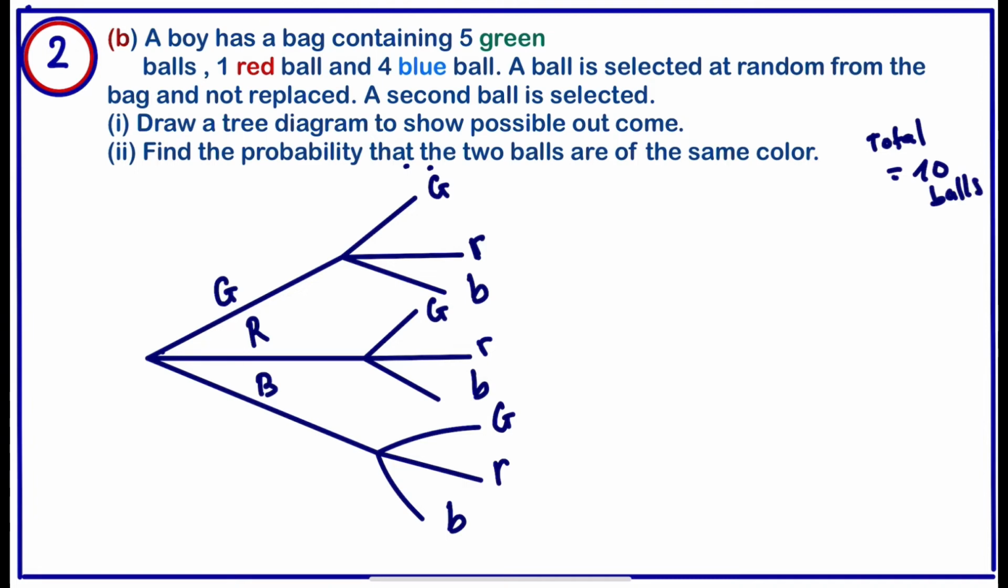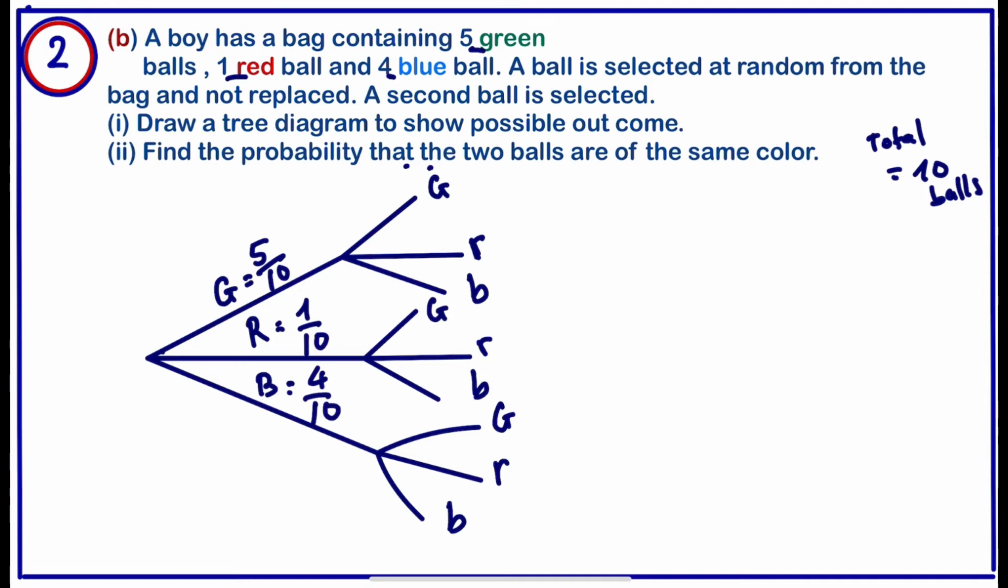So if we select, the probability to have green is 5 over 10. The probability to have red, you need to write the probability to have red here, is equal to 1 over 10. And the probability to have blue is 4 over 10.